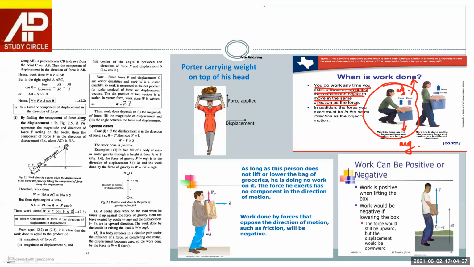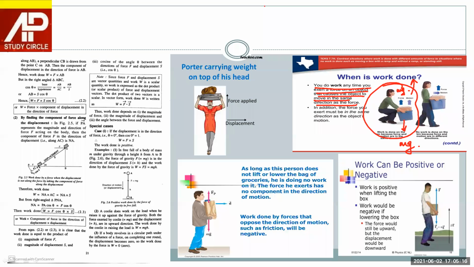Understood, everyone? Yes, sir. Work done is positive. Displacement is in the direction of force. Theta equal to zero, cos theta equals one. Same thing again repeats. Come back to pulley.